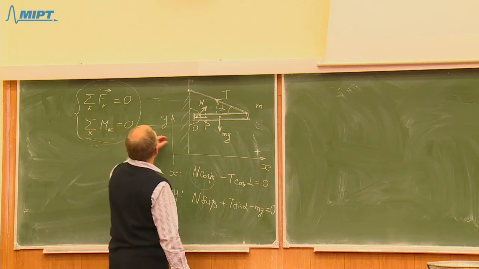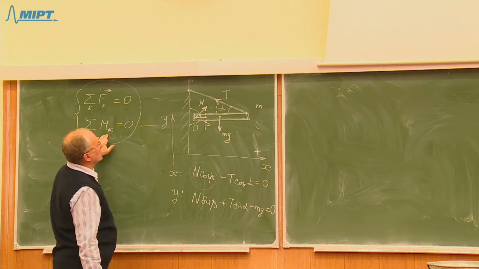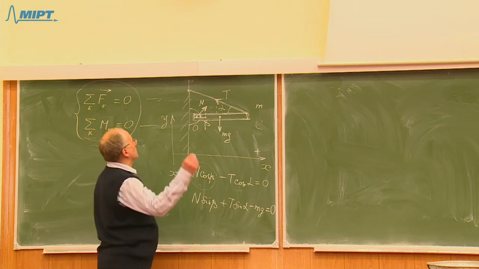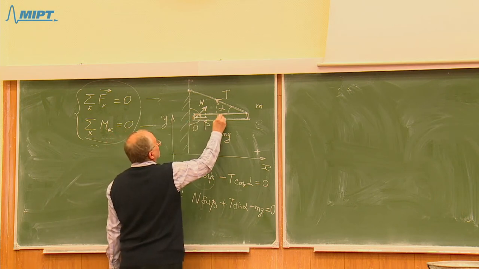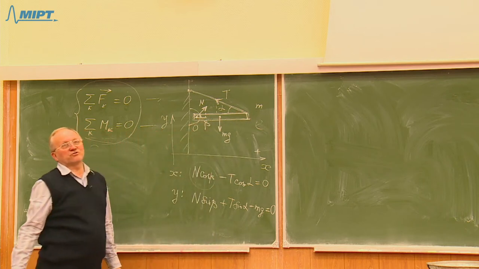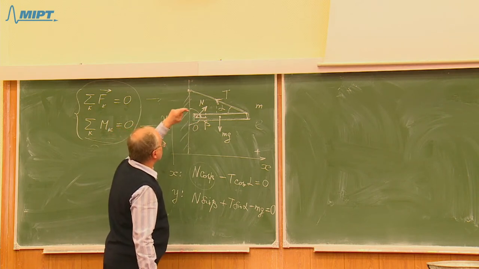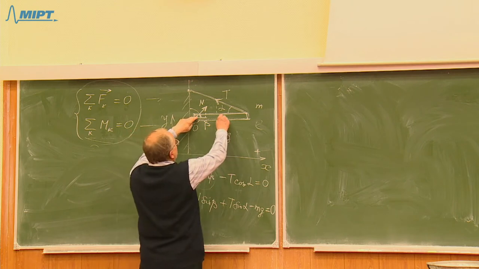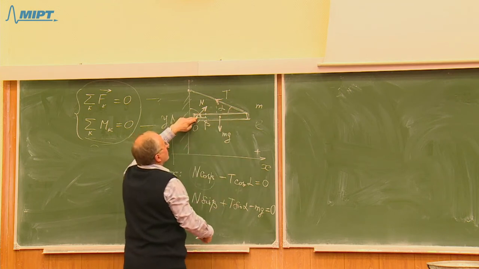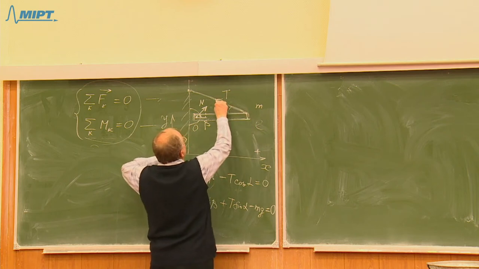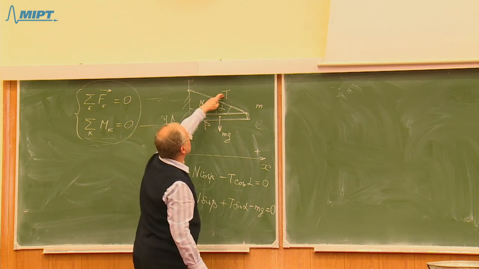And now I will take the last condition, the remaining condition for the net torque. And in order to find the torques of all forces, I have to choose some axis of rotation. I could have certainly taken any point as the axis of rotation, but I think it's convenient to take this point O as the axis of rotation. And then the force mg will tend to rotate the bar in clockwise direction, and so it will be taken with plus sign. And the force T will tend to rotate the bar in counterclockwise direction, and so its torque will be taken with minus sign.